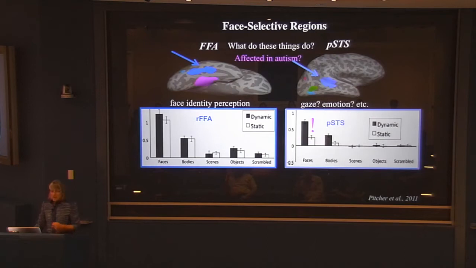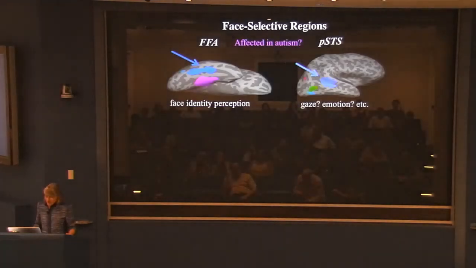So now we can ask, are these regions affected in autism? So we just do the same thing. We scan adults with autism who've been properly ADOSed and all of that on this very same paradigm.